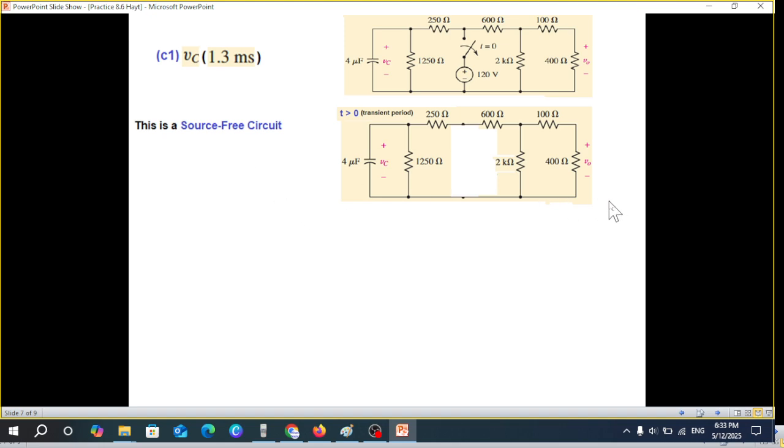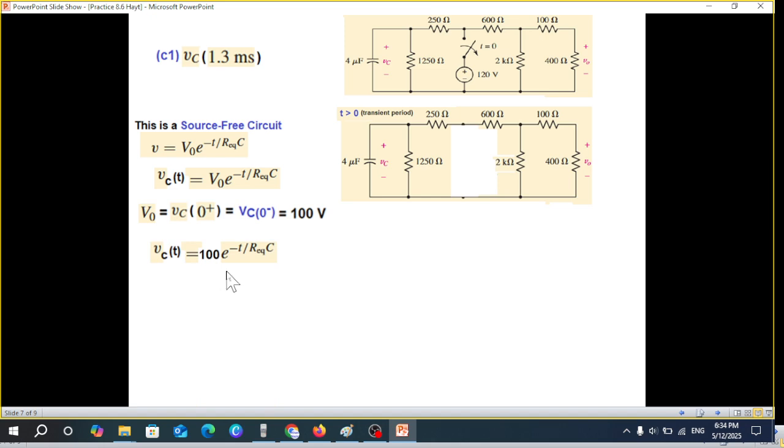And which type of circuit is this? There is no source present in this. So this will be called source-free circuit. And I hope you remember that for source-free circuit, we use this equation to find voltage, where V0 is actually V0 plus or V0 minus. Just for ease, this VC I'm writing VCT. Okay, so V0 is V0 plus, also equal to V0 minus, which we have found to be 100 volt. So our VCT is now 100 e raised to the power t over Req.